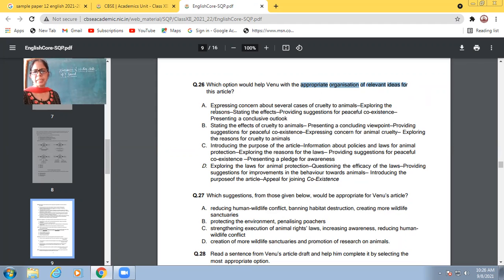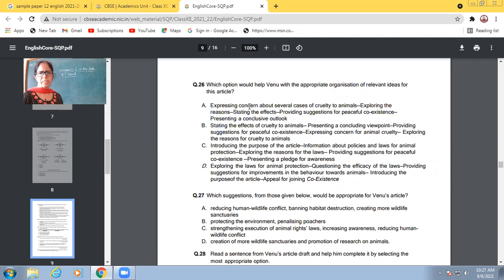relevant. Expressing concern about several cases of cruelty to animals. Exploring the reasons. Stating the effects. Providing suggestions for peaceful coexistence. And presenting a conclusive outlook. So this is, you can say, the outline of the article. One option. So this seems to be correct. I don't find there is any problem.